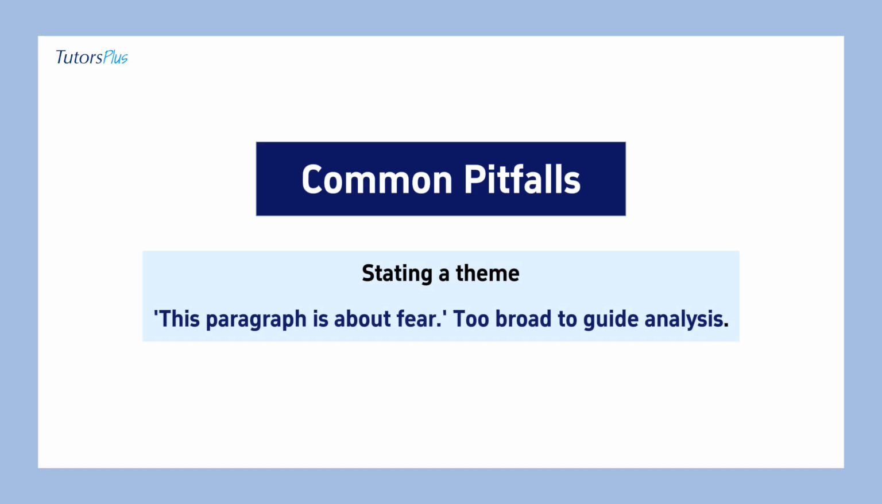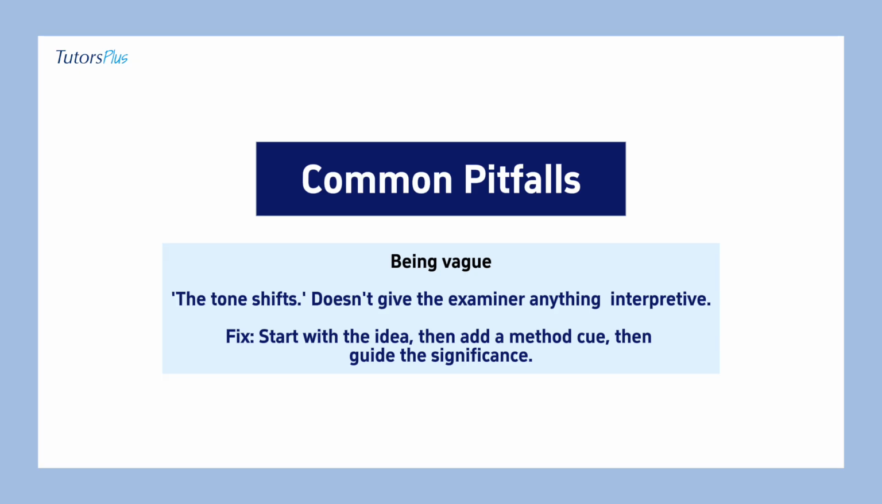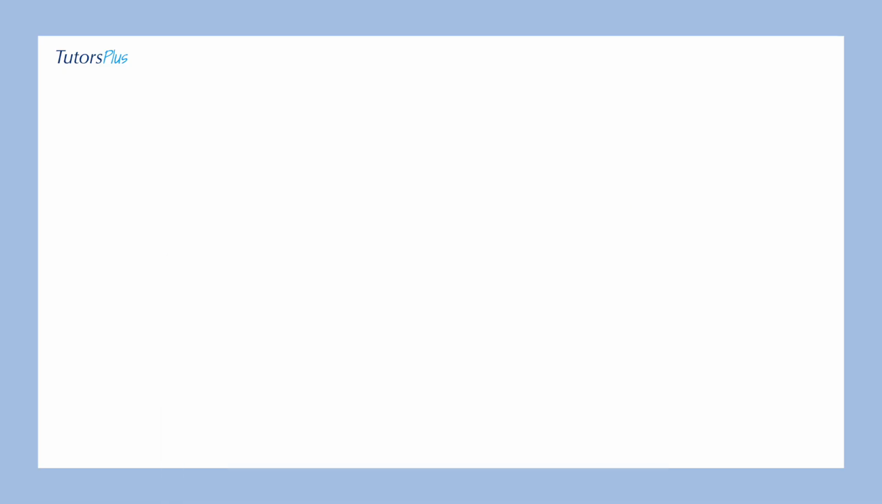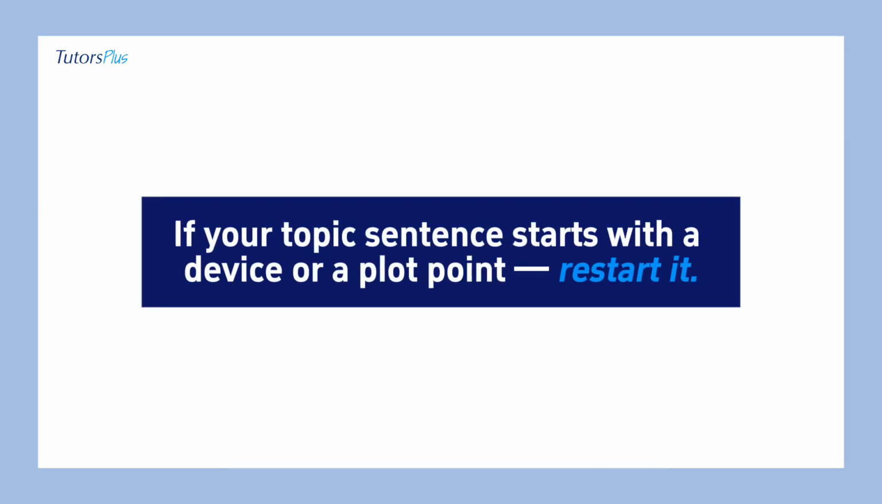And likewise, stating a theme. If the paragraph is about fear, as an example, it's too broad to really guide our analysis. And likewise, we don't want to be too vague. "The tone shifts." It doesn't give an examiner anything interpretive, anything to look for. We don't know how it's going to change or what those changes do. So you need to start with the idea, then add a method cue, then guide the significance. And if your topic sentence starts with a device or a plot point, restart it. Go back to that idea and start with your idea.